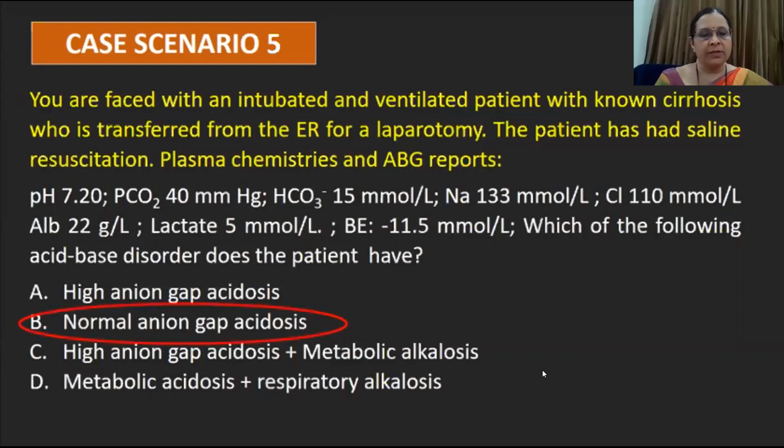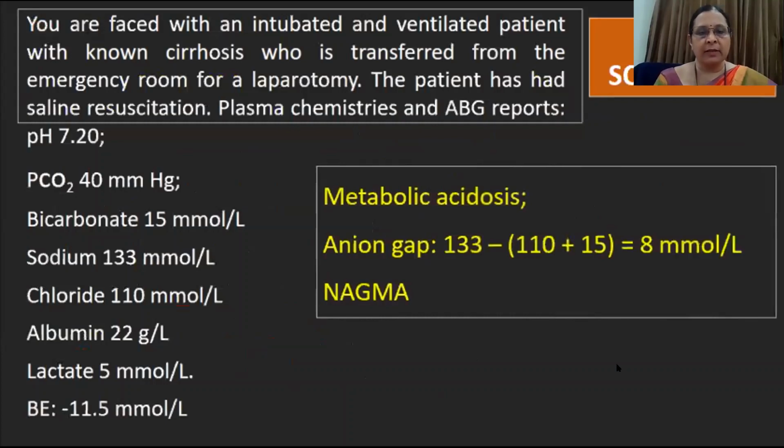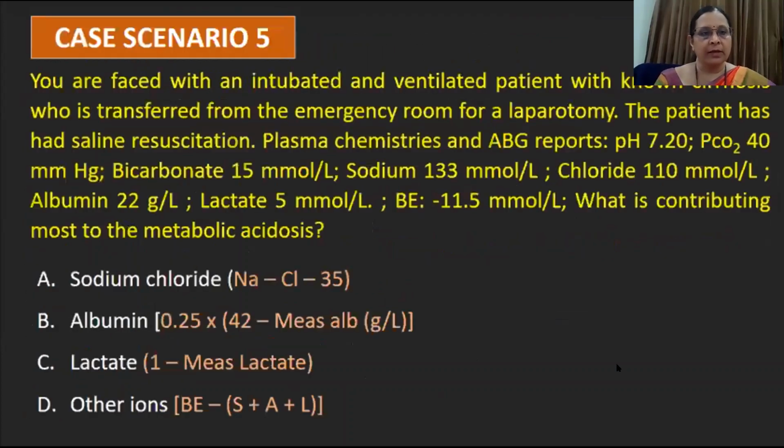Perfect. So normal anion gap is less than 12 millimoles per liter. We said anion gap less than 12 is normal, isn't it? So it's got only 8 millimoles per liter. So it's a normal anion gap acidosis. Perfect. That's what I just calculated for you. You're right. Question 18.